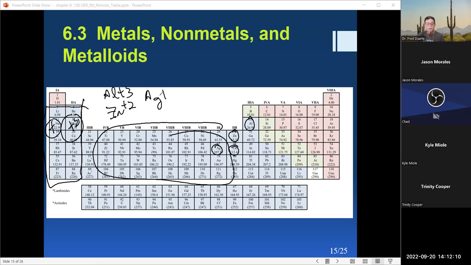Silver always has a +1, and cadmium always has a +2. There are 16 elements, metals that you know 100% of the time what their charge will be. Okay, 16. Call those a sweet 16. And that's important to know too, because when we start naming these compounds, the fact that they have 100% constant charge determines how we name the compound.